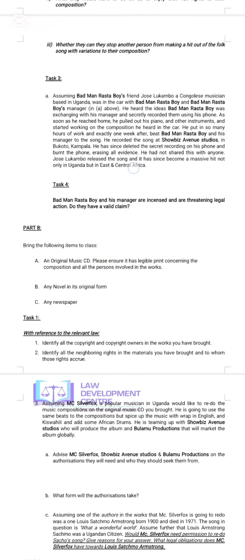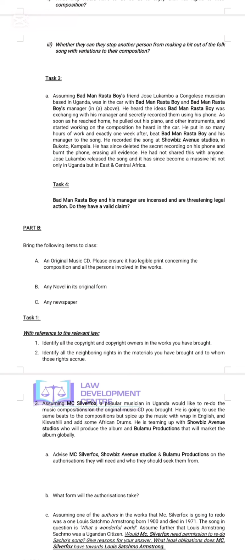So task 3, assuming Badman, Rasta Boy's friend Joseph Rukambo, a Congolese musician based in Uganda, was in the car with Badman, and Badman, Rasta Boy's manager in A above, he had the ideas. Badman, Rasta Boy was exchanging with his manager and Joseph secretly recorded them using his phone. As soon as he reached home, he pulled out his piano and other instruments and started working on the composition he had in the car.